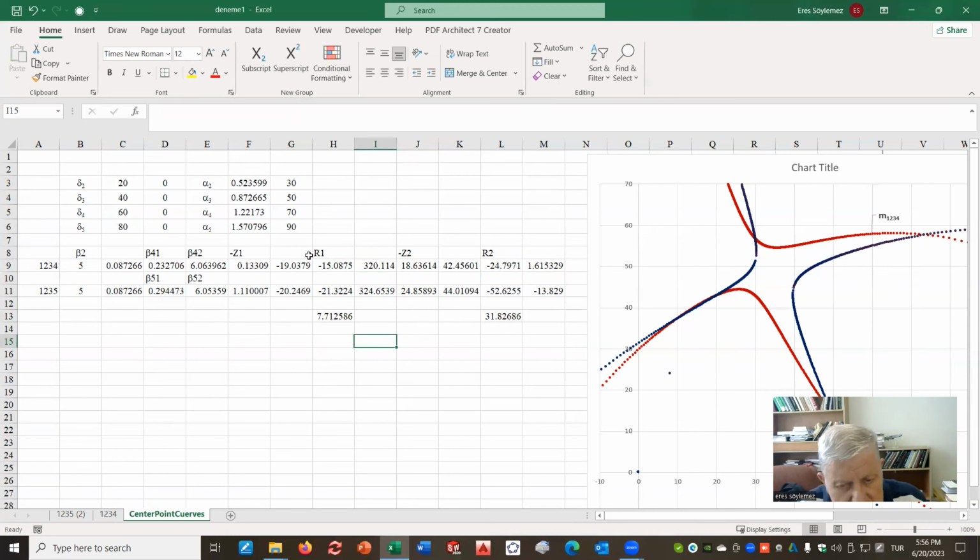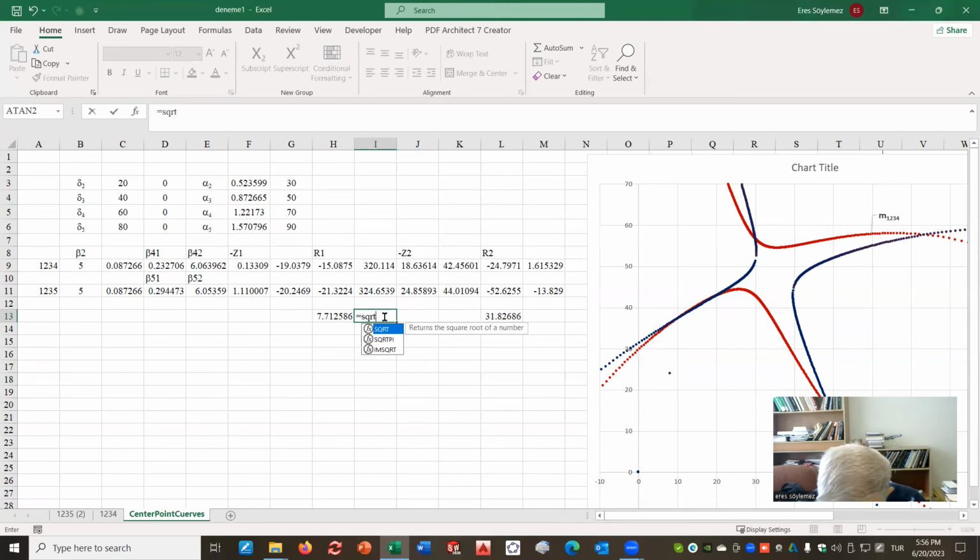However, there are 2 other possibilities. One center point can be in this branch corresponding to beta 4.1. The other can be in the second branch corresponding to beta 5.2. So I have 2 more. One is, let me type over here, equal to SQRT, open up parentheses, this value minus this value plus, order is not important, this value minus this value squared, square root.